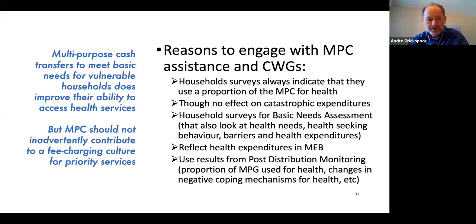component in there that is looking at negative coping mechanisms, asking people if they were not able to meet certain needs, what the reason was, or whether they had to have catastrophic expenditures linked to health services. And this gives us a feedback on our ability to ensure financial protection in the health sector. Next slide.